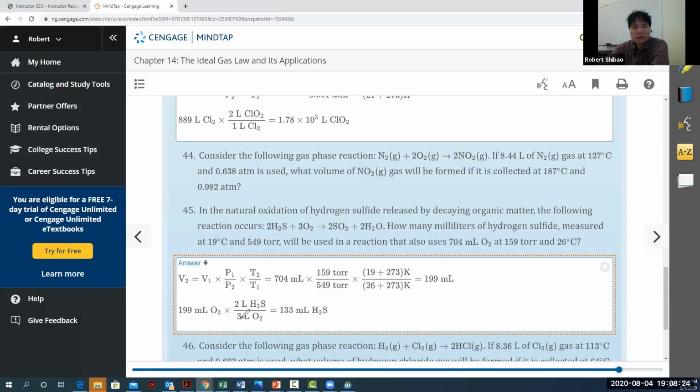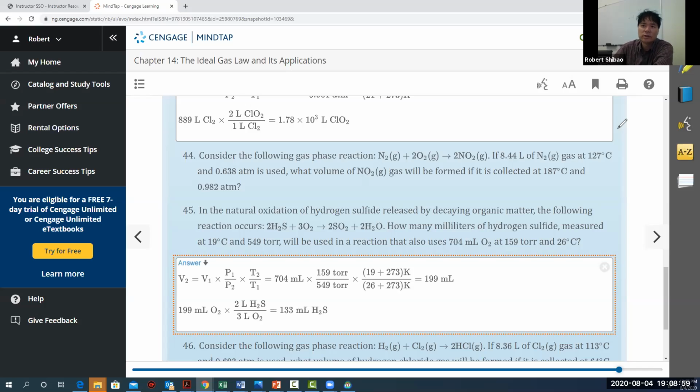Once they get the O2 under the same conditions as the H2S, then they can use the volume to volume conversion here. Whichever way you like, although calculating molar volumes is a hassle, I would just do it. Here I would go from milliliters to liters and then calculate the molar volume. Once I have the molar volume, I could go liters to moles, moles to moles, and then moles to liters using this new molar volume.